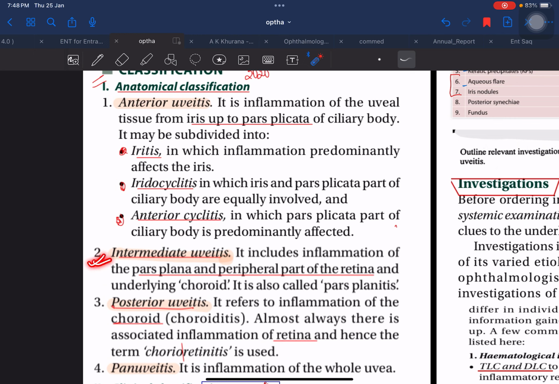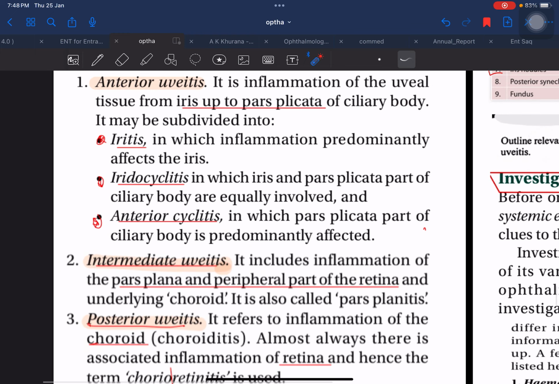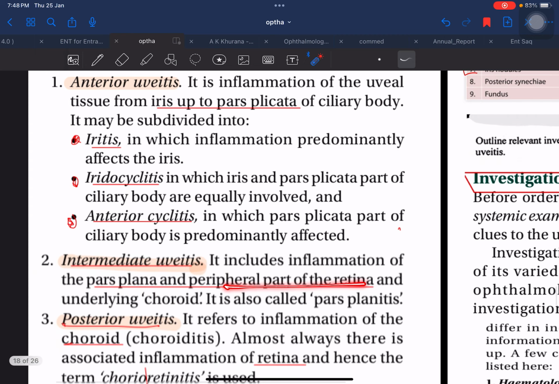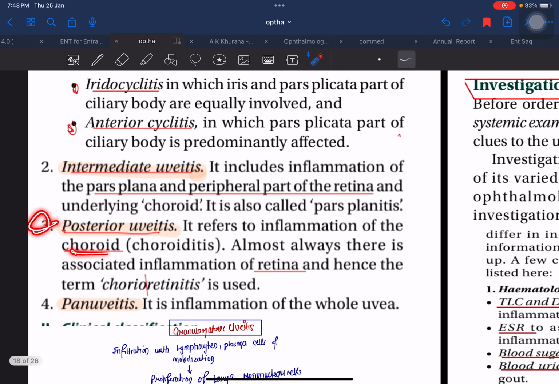Talking about intermediate uveitis, here the pars plana of the ciliary body is involved. Along with the pars plana, the peripheral part of the retina is also involved, and the underlying choroid is also involved. Now talking about posterior uveitis, we know the posterior-most structure is the choroid. It refers to inflammation of the choroid, that is choroiditis. Almost always there is associated inflammation of the retina, hence the term chorioretinitis is also used for posterior uveitis. And for intermediate uveitis, the term used was pars planitis, because it involves the pars plana of the ciliary body.